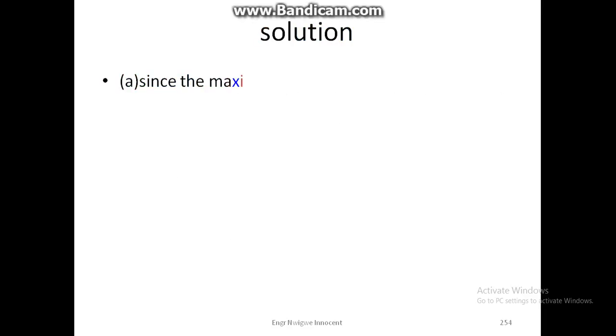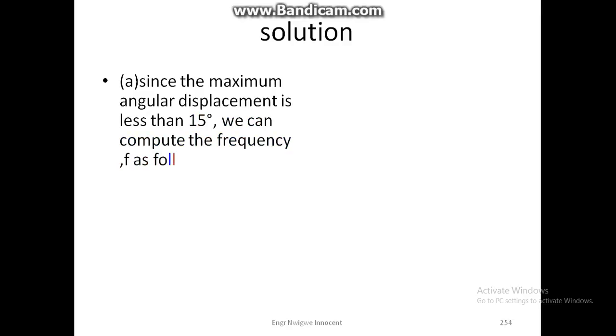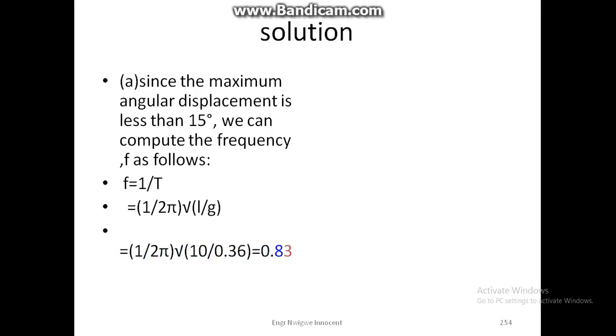Solution: A. Since the maximum angular displacement is less than 15 degrees, we can compute the frequency f as follows. f equals 1 over T, that is the period. Substituting the period, we have 1 over 2 pi, square root of g over l. Putting in the values, we have 1 over 2 pi square root of 10 over 0.36, which will now give us 0.83 hertz.